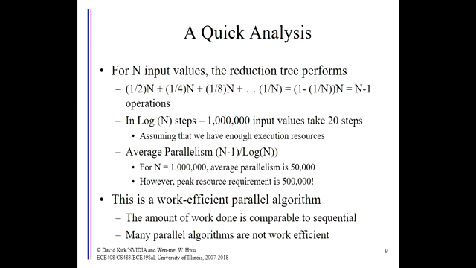The peak resource requirement versus the average resource requirement is so big that oftentimes people optimize it so that we don't have to over-provision all these operations. If you go back to the tournament, this is easy to visualize.